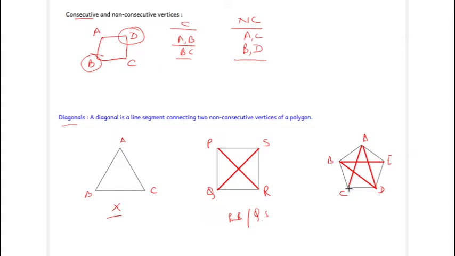Now C. C and A are non-consecutive and it is already joined. Now come to C and E. So we will join C and E. Now come to the point D. D and A are already joined and DB is already joined. So these are the diagonals for this figure, the pentagon. Okay. Hope you have understood this.